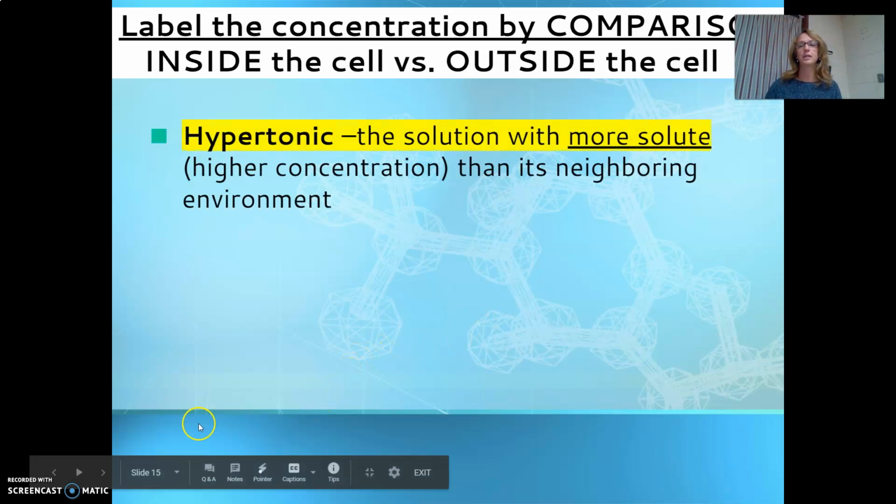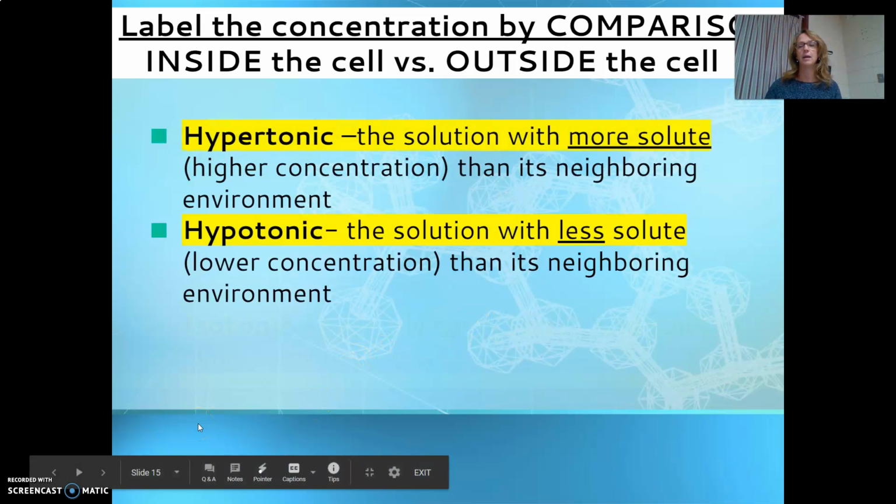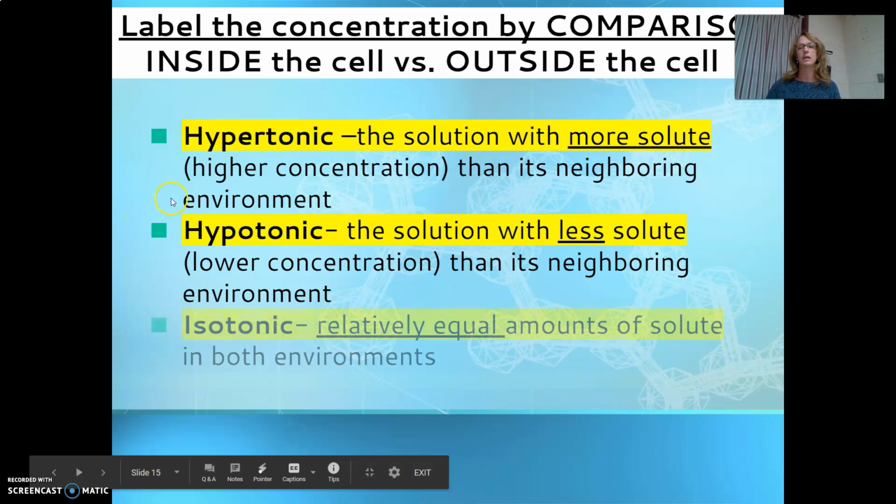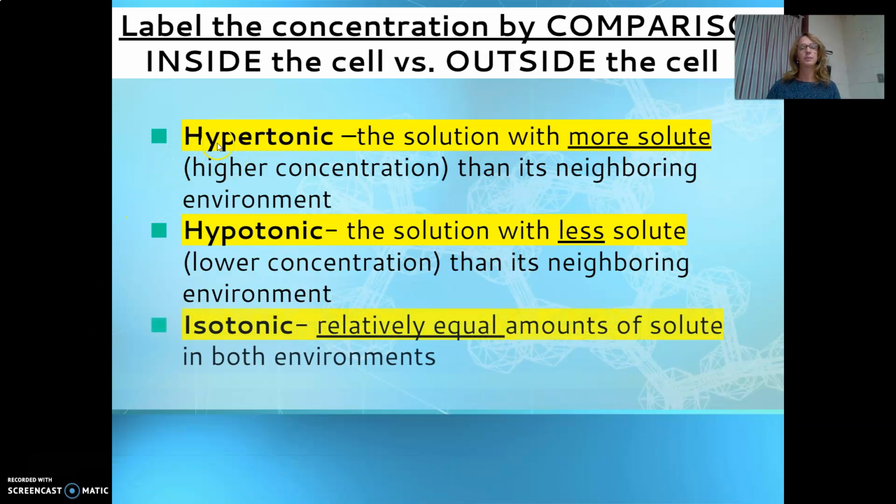So there are three words you need to know: hypertonic, hypotonic, and isotonic. If something is hyper, the prefix hyper means high, so it's a high concentration solution, which means it has more solute than what you're comparing it to. Hypo is low, so hypo means below. A hypodermic needle goes below the skin, and then iso means equal. So this is what this means.